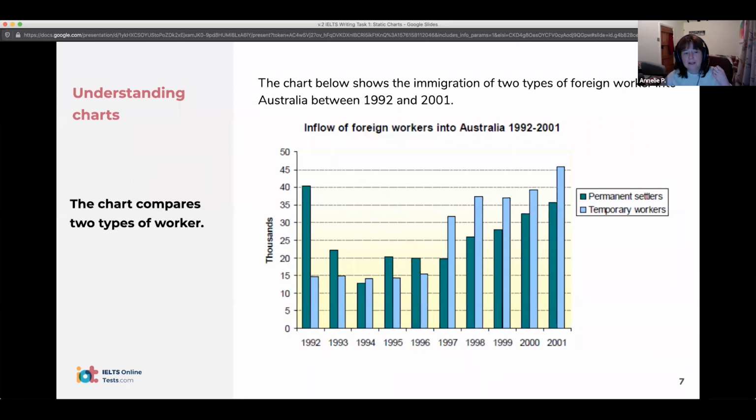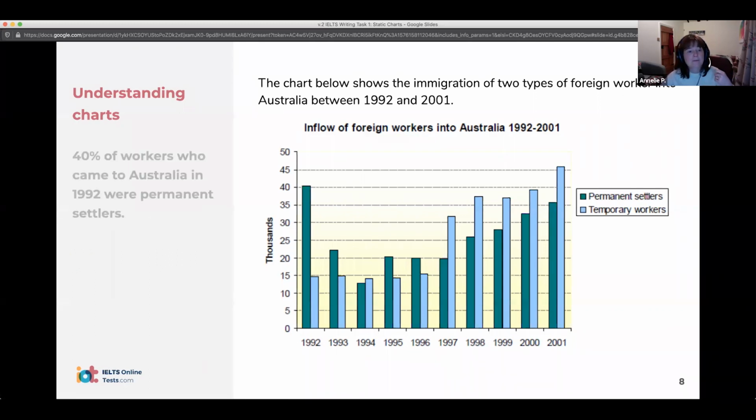All right, what about the next statement? Okay, don't worry, there's not that many trick questions here. Yeah, we're comparing permanent settlers and temporary workers. So it would be good in your introduction to say that this is comparing two types of immigrants. Yeah? Okay, what about the next question? So we're looking at the first year in this case. What do we think?